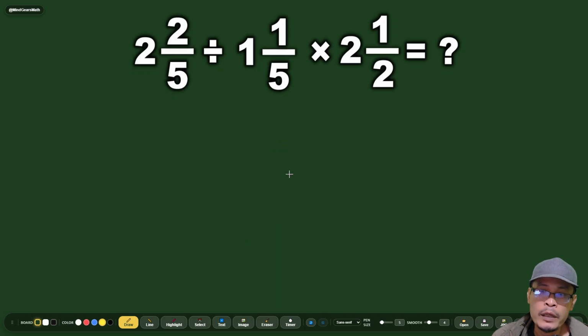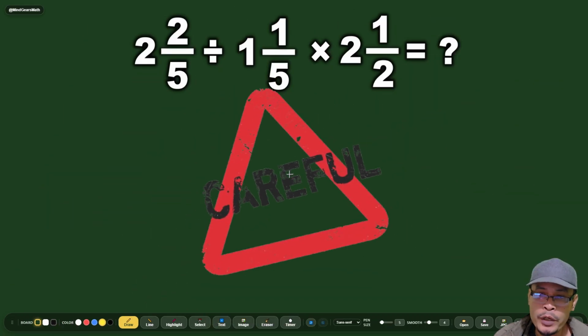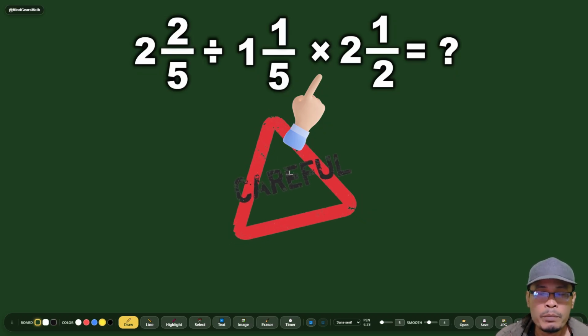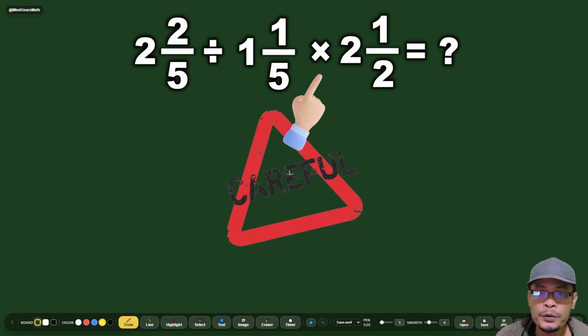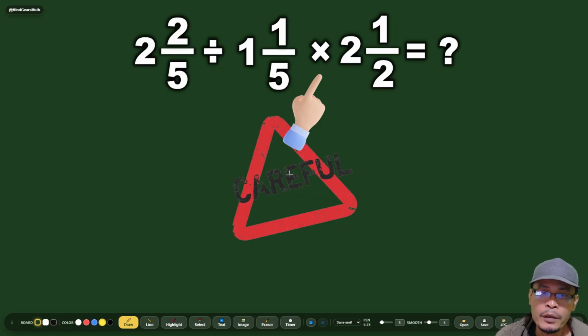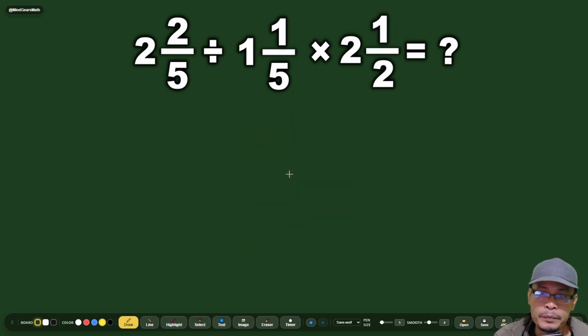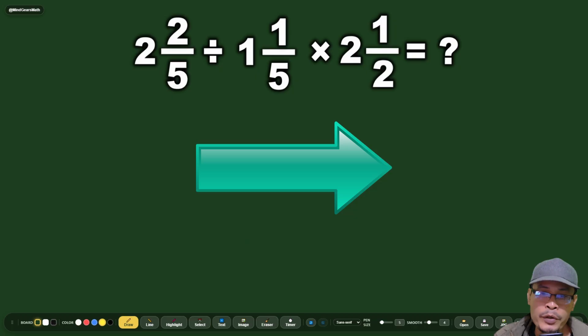Okay, now let's solve this. Before we calculate anything, beware of the trap at the end of this chain. The multiplication looks incredibly tempting because the numbers cancel out so beautifully. But if you do the multiplication first, you're going to get the wrong answer. Multiplication and division are equal partners, so we must process them strictly left to right.